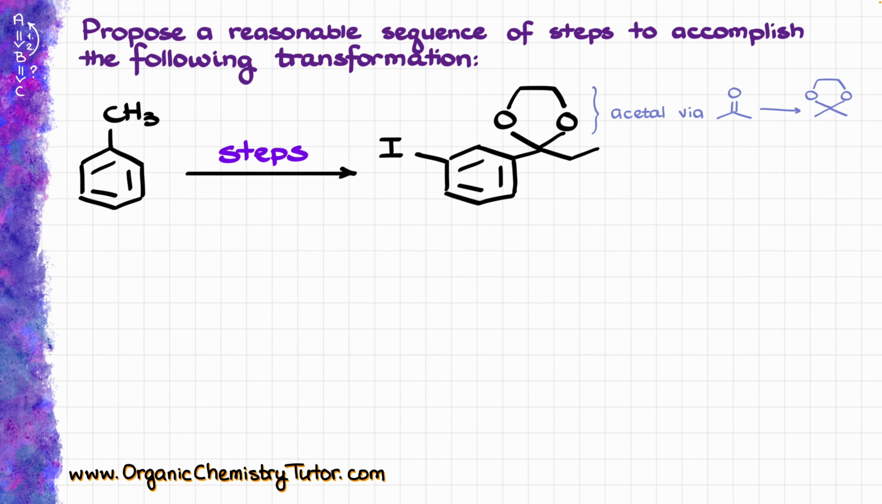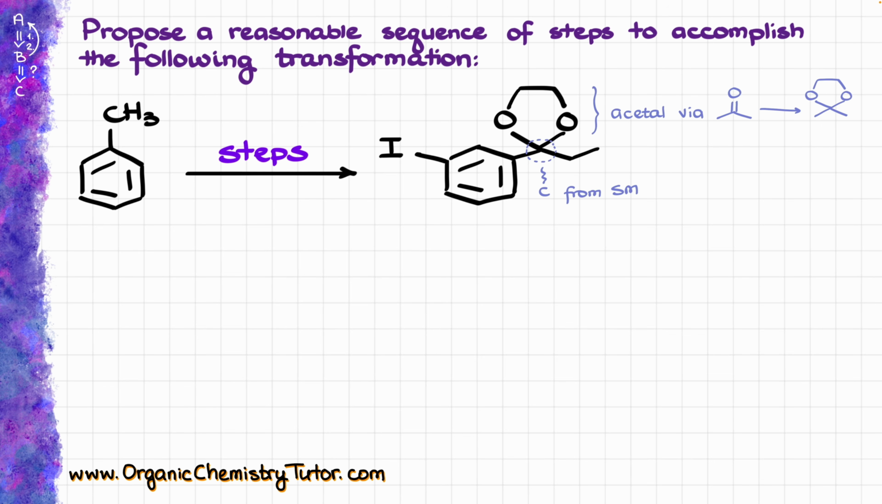So the first thing that jumps at me right away is the acetal functional group. This one is an easy one and we can add it to our molecule via just a simple formation of an acetal from the corresponding ketone reacting with a diol like ethylene glycol.